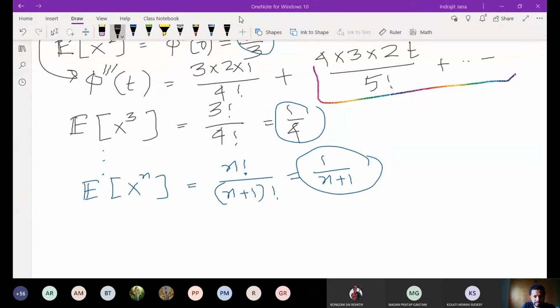I'm not sure if I am audible and visible. Is my screen visible at all? Yes, it is visible. Okay.